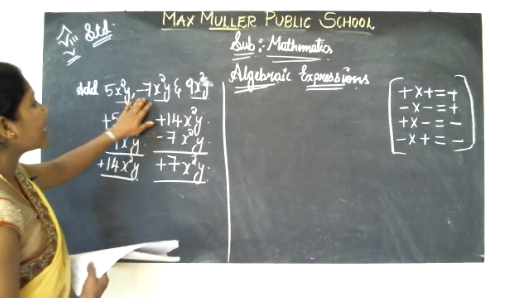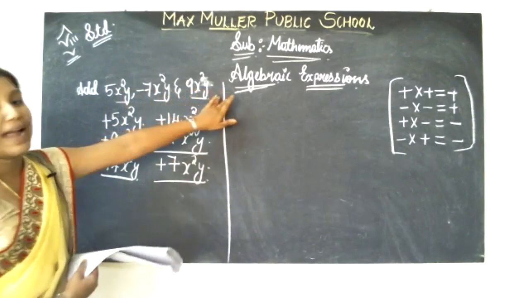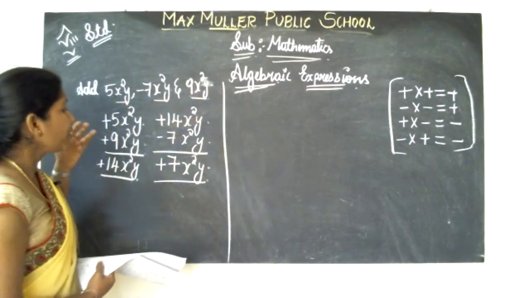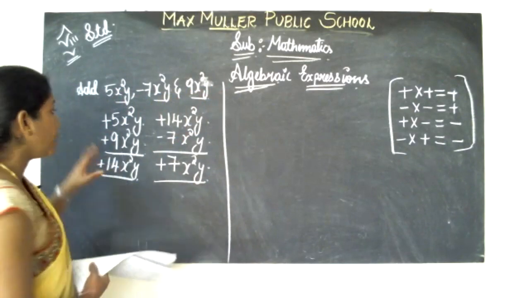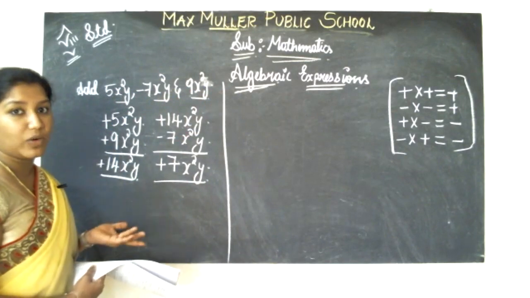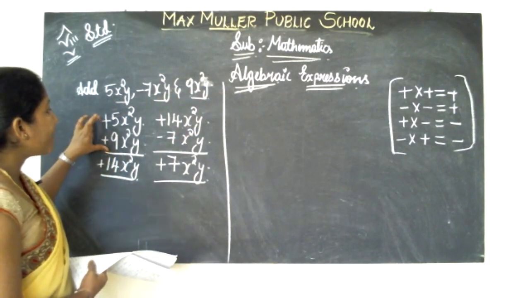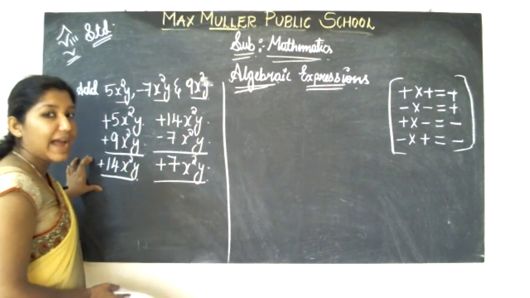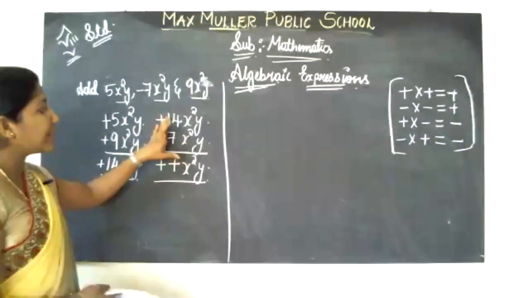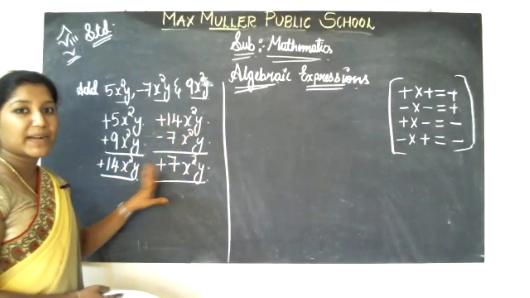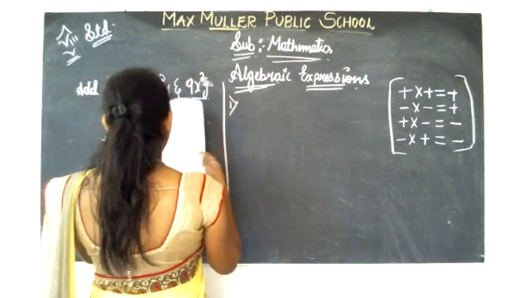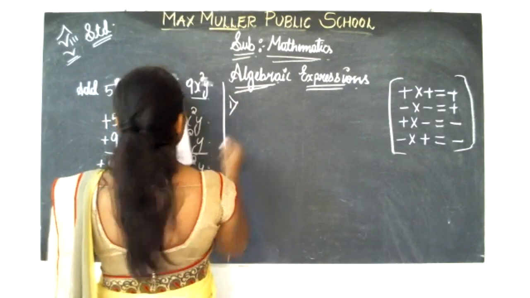Or else you can directly do it like this and write the answer. Why I'm doing it like this is to make you understand better, so that there will be no complication. You can do it more easily. Because both have positive signs, you add them, and when one is positive and one is negative, you just subtract. Okay, understood, students? Now coming to the next problem.